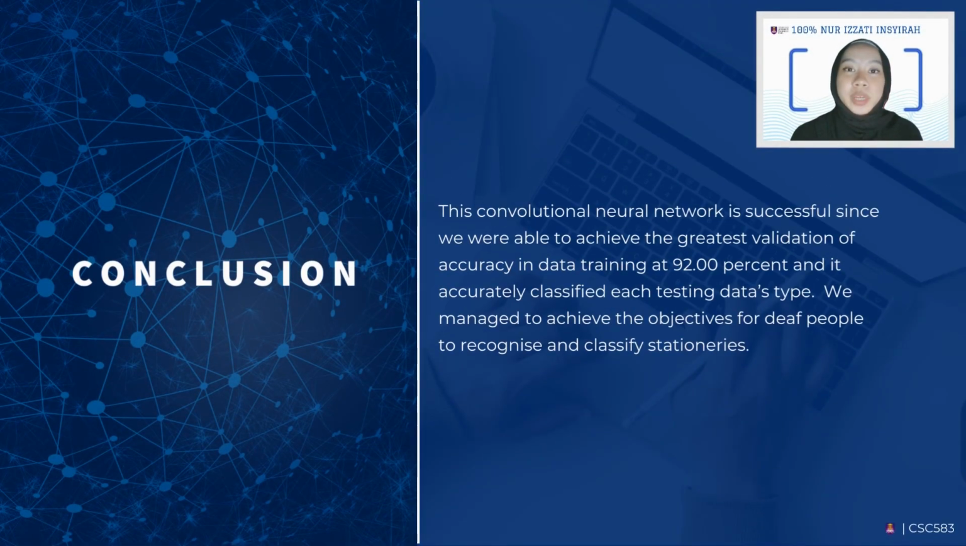In summary, we were able to reach the highest validation accuracy in data training at 92% using this convolutional neural network, and it results in our network correctly identifying our testing dataset classes. And with this, we can conclude that our network was successful in achieving the goal to help deaf individuals to correctly identify and recognize stationery.